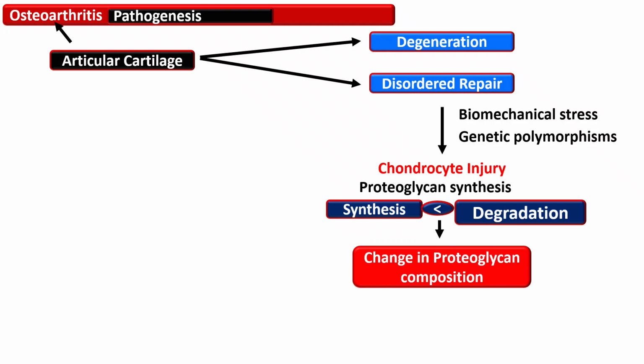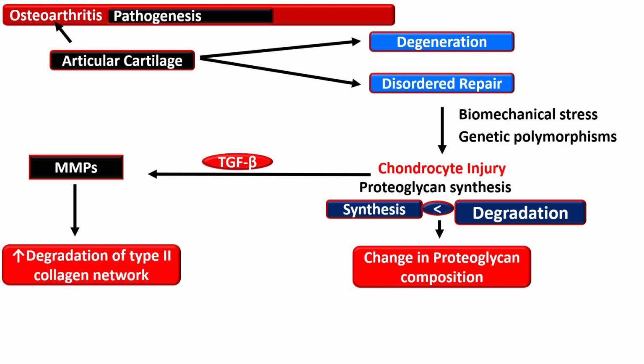Due to this chondrocyte injury, proteoglycan synthesis is destroyed, and there is continuous formation and degradation of the proteoglycan in that area. When there is decreased synthesis and degradation is more than formation, the proteoglycan composition is changed, and this results in osteoarthritis.